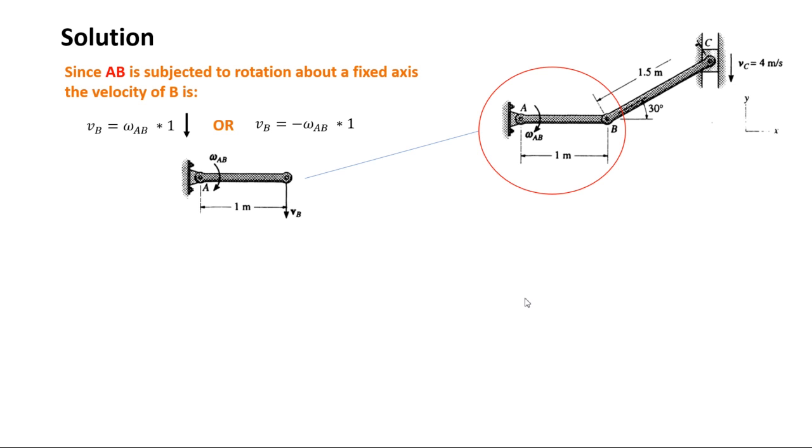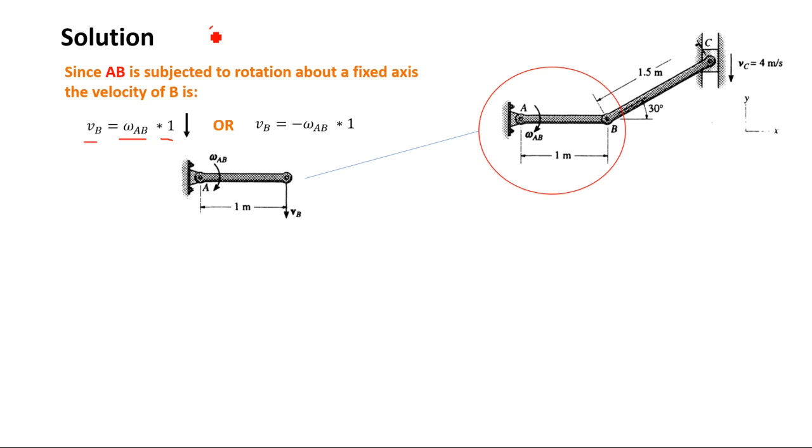It's subjected to rotation about a fixed axis, so the velocity B is equal to omega AB multiplied by the length of the link, which is 1. That's going downward, so it's considered a negative value. I don't think that's hard to do, or you can write it down as a relative velocity equation. The velocity at A is equal to 0.